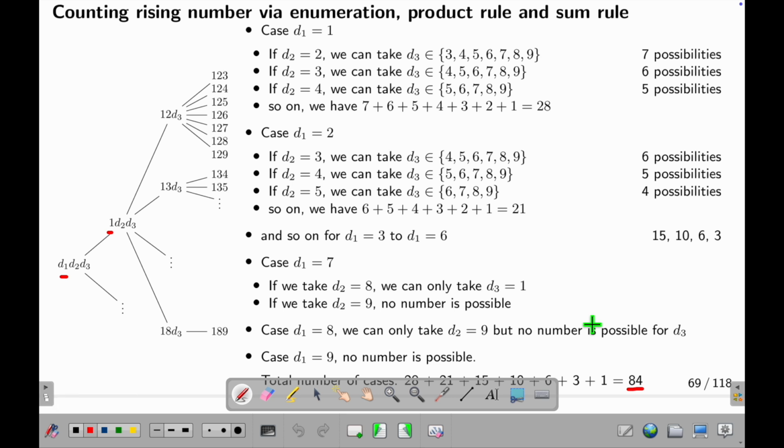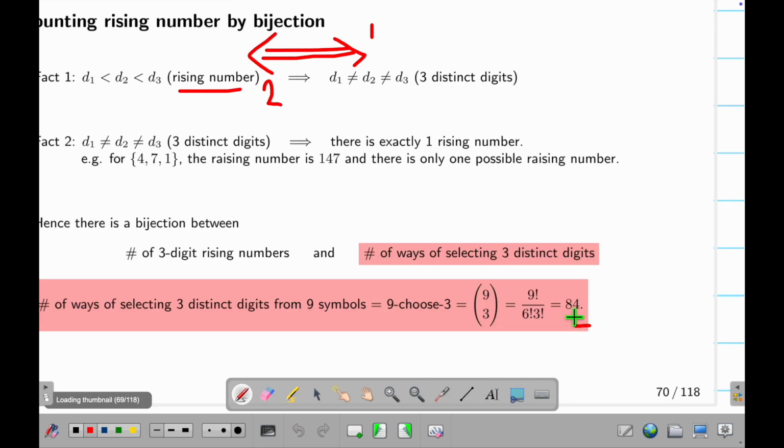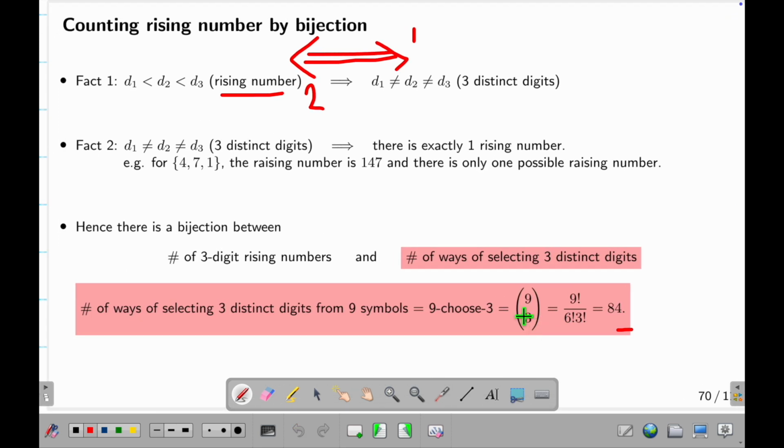This is how you count by using x. You have to think about a crazy tree, very tedious. Now I use the y. Y is just 9 choose 3. And you solve this thing in less than 10 seconds. But coming up with this is very difficult.